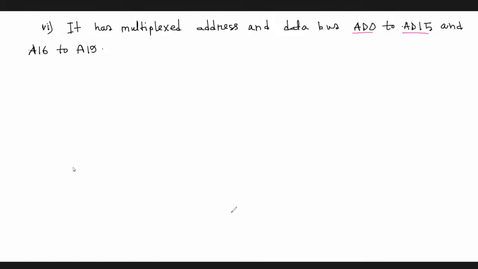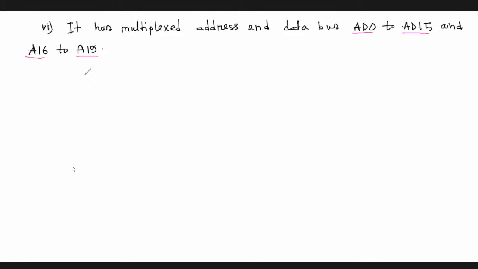So these 16 buses can act as an address bus. That's why they're called AD. A means address, D means data. They can send address as well as data. An address continues for 20 bits. We already said that the address bus is 20 bit, so we need 4 extra bits to send address. So A16 to A19 are the 4 extra bits for address.